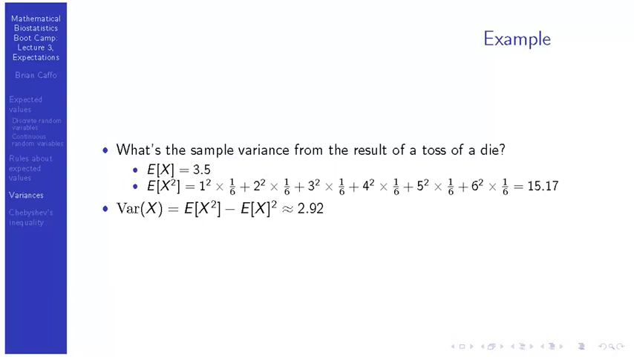Well, let's calculate a variance. What's the variance from a toss of a die? So in this case, expected value of x is 3.5. We've covered that already. And expected value of x squared, let's calculate that. Well, we have 1 squared times a sixth plus 2 squared times a sixth plus 3 squared times a sixth plus 4 squared times a sixth plus 5 squared times a sixth plus 6 squared times a sixth. That works out to be 15.17. And then you subtract 15.17 minus 3.5 squared, and that works out to be about 2.92.